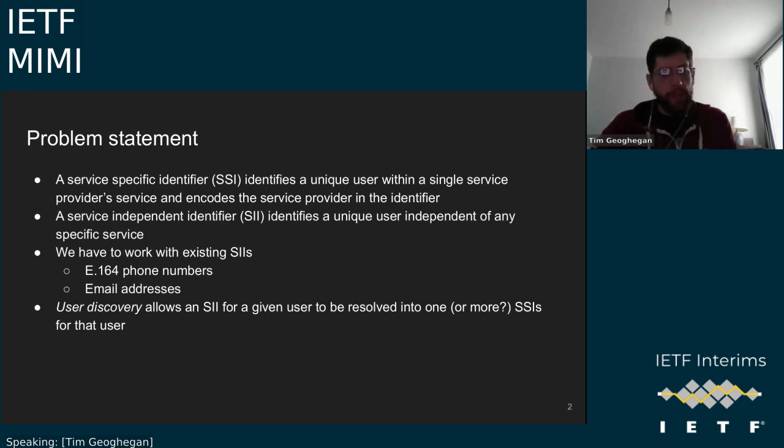The consensus seems to be that we have to work with SIIs as they already exist in deployed systems, which concretely means E.164 phone numbers and email addresses, although not addresses that are necessarily at the domain of any messaging service provider. So you don't get to assume that it's at whatsapp.com or at mycloud.com or something like that. So that constrains our design space. We don't get to invent new formats for SIIs. So user discovery then is the process of resolving an SII for some user into one or possibly several SSIs for that user.